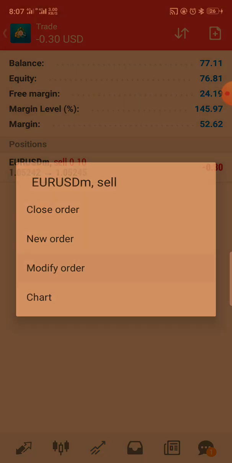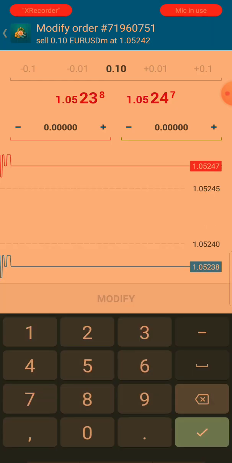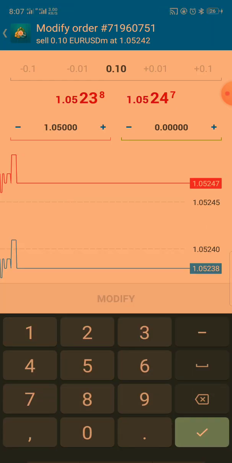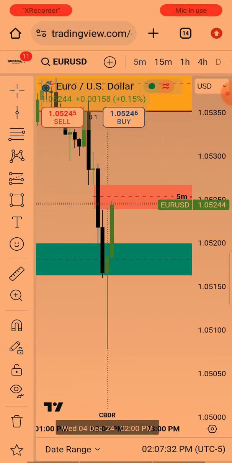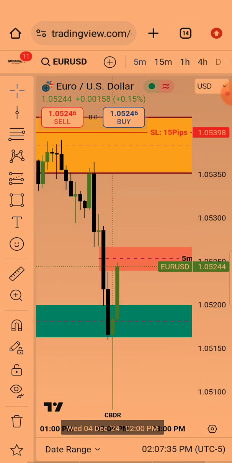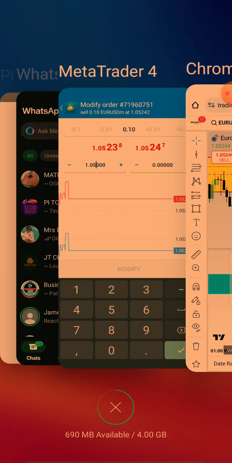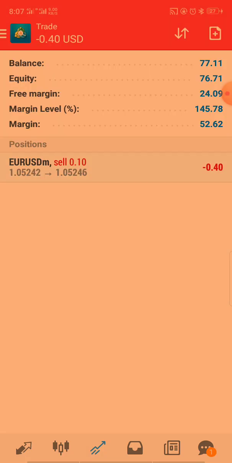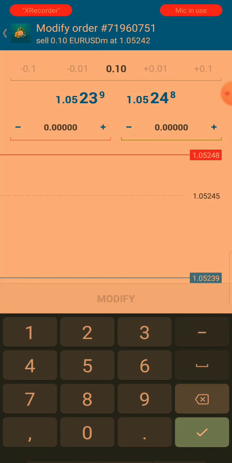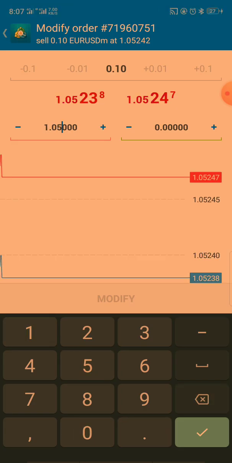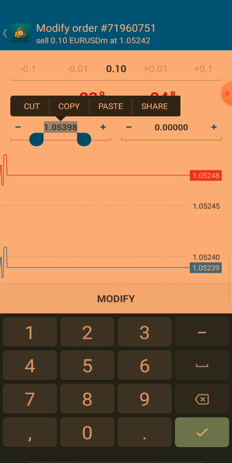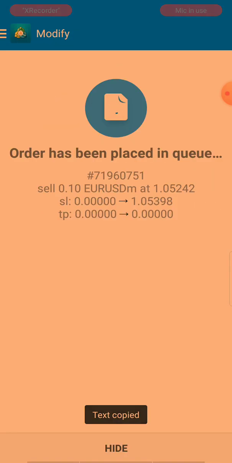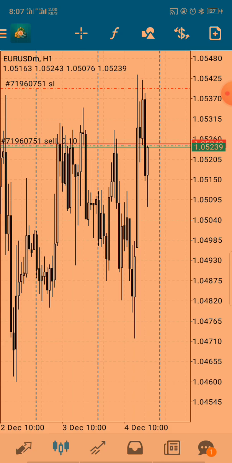So that my stop loss is clean, let me type it again: 1.05398. That's my stop loss right there. So let me put my TP.